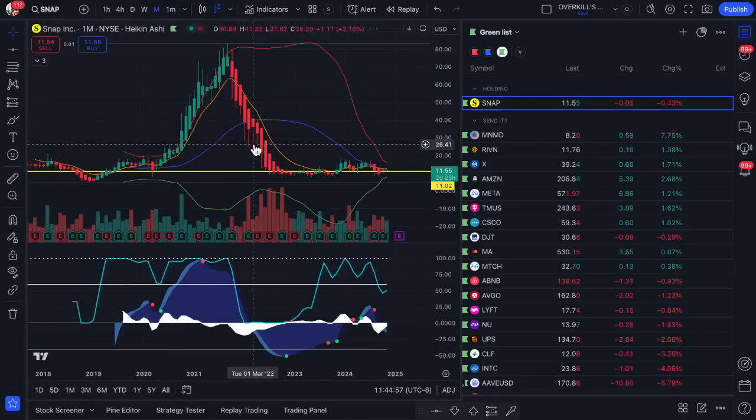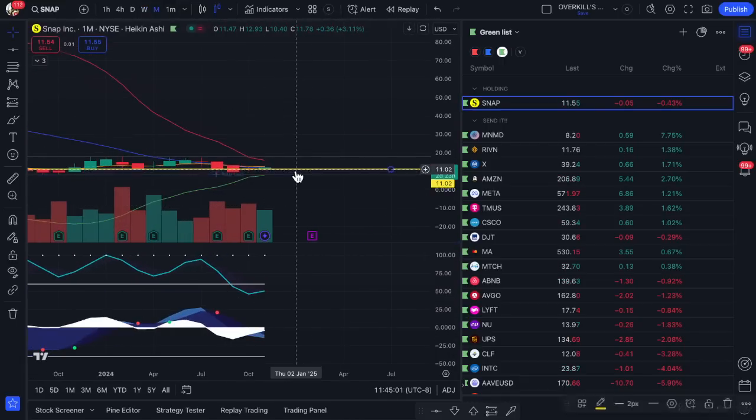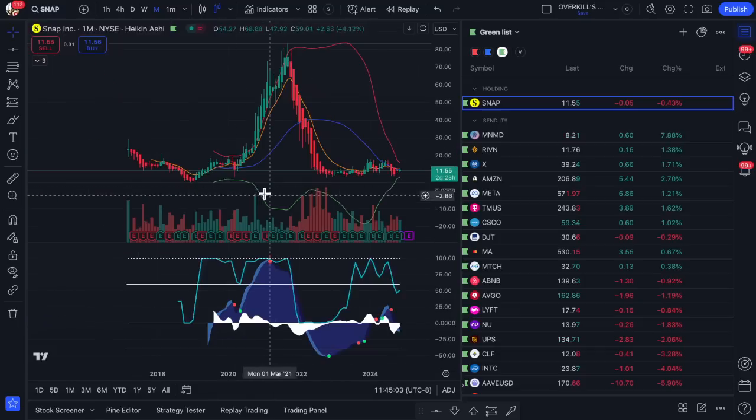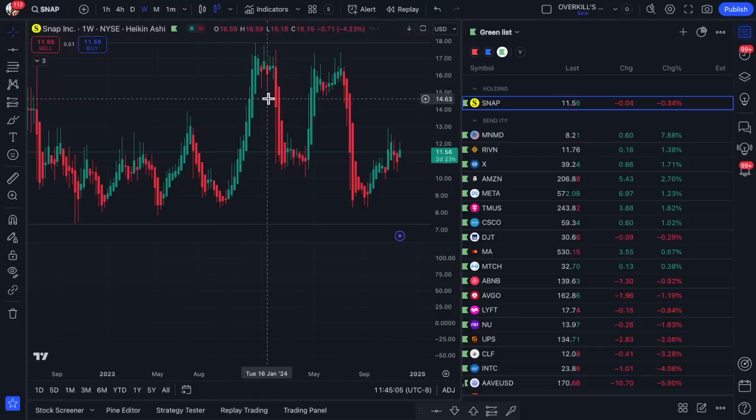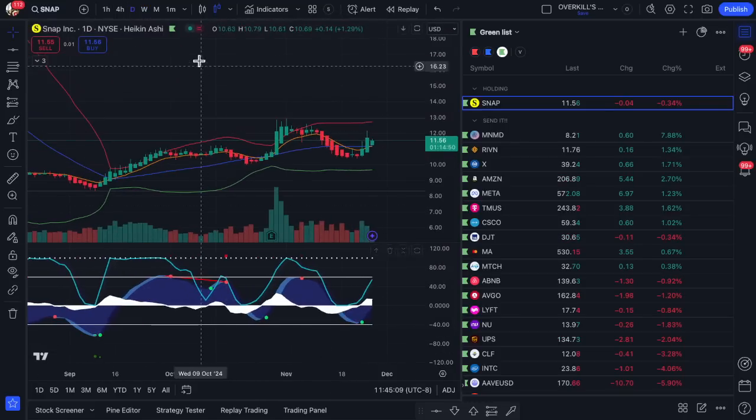So we got a green candle on the monthly, right? Green doji candle on the monthly. I don't know if you guys can see that. We'll take this away. Green candle on the monthly. Okay, that's what we're looking for. We got a green dot and a candle on the weekly, and we got a green dot and candle on the daily. So the goal is always to work from the highest time frame down.